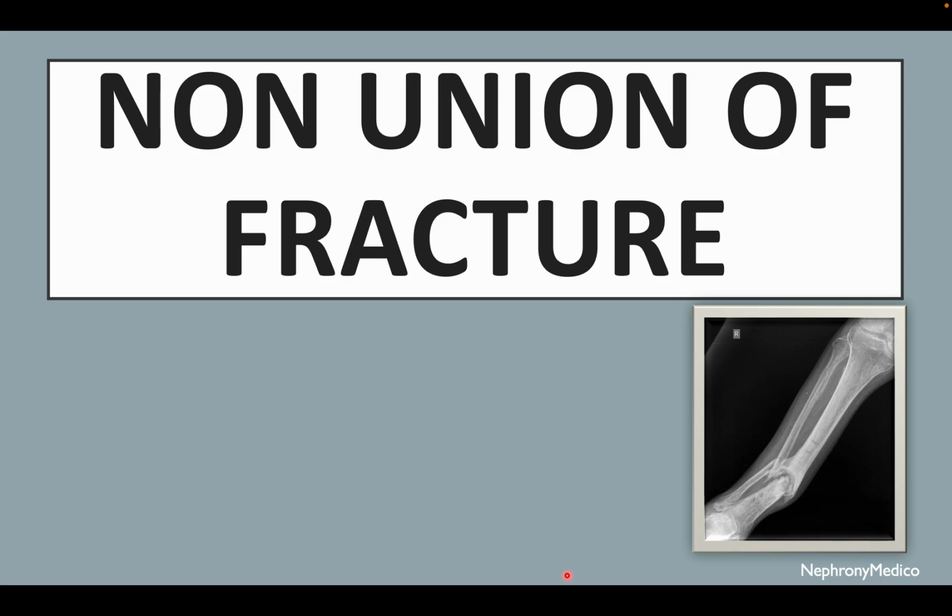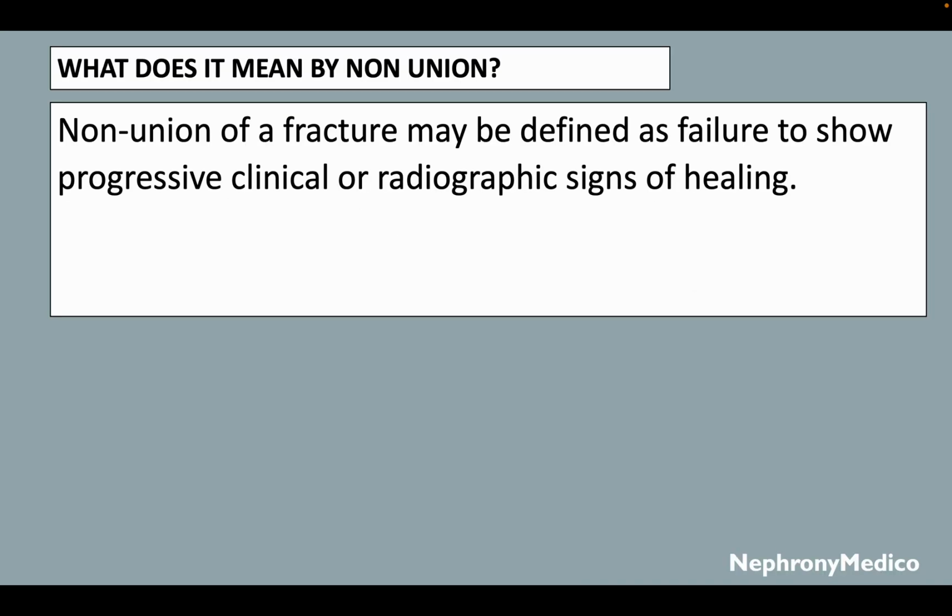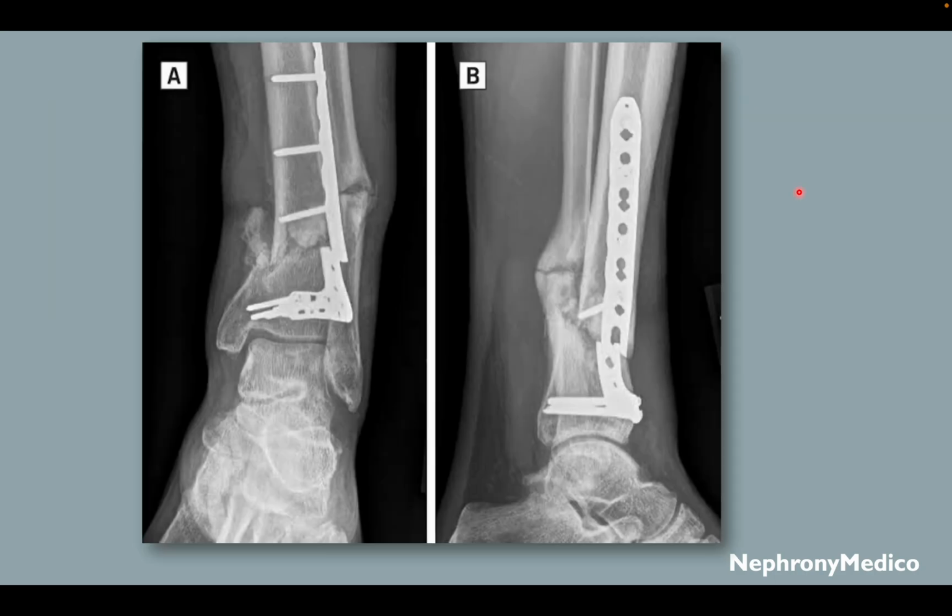Hello and welcome. Let's talk about non-union of fracture. So, what does it mean by non-union? Non-union of a fracture may be defined as a failure to show progressive clinical or radiographic signs of healing.